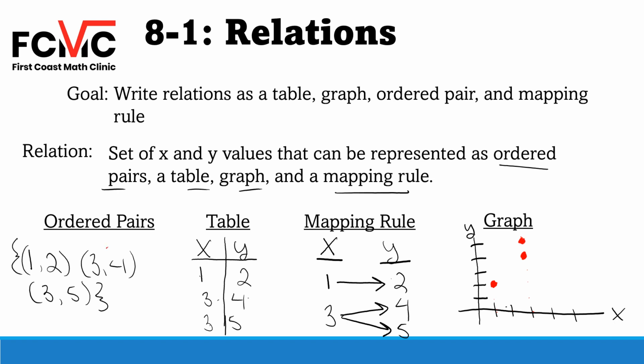So we've got our ordered pair, our table, our mapping rule, and our graph. Let's do a couple additional examples where we write our relation as an ordered pair, a table, a mapping rule, and a graph.